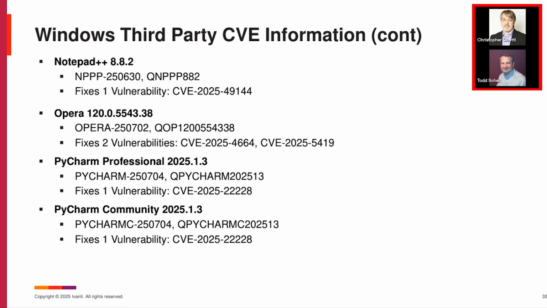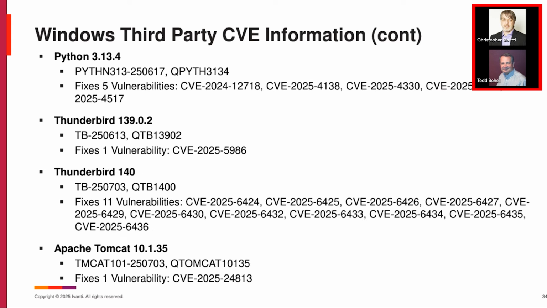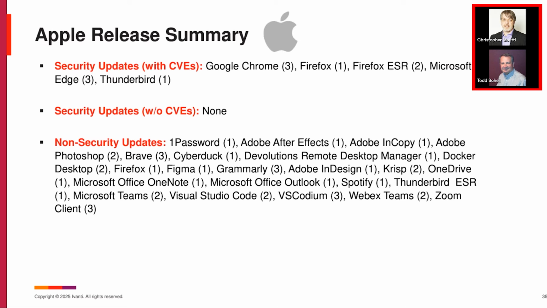A couple of other updates on the Windows side. We saw updates for Notepad, several updates for Opera, PyCharm Professional as well. So PyCharm Community, single vulnerabilities there. We saw an update for Python, some Thunderbird updates, and finally Apache Tomcat. So make sure you're keeping up with all those. These are, again, between the Patch Tuesdays, released during the month.